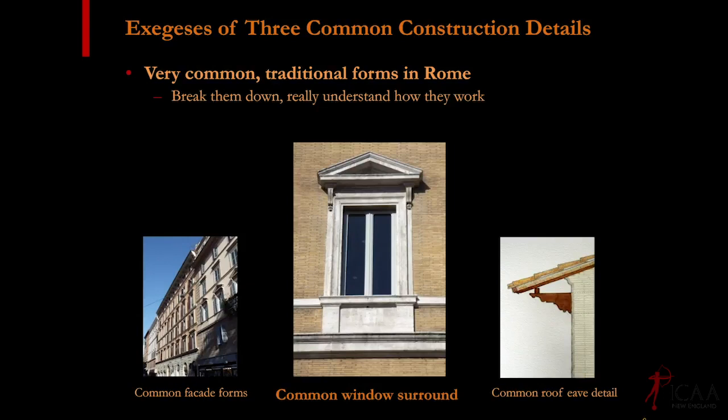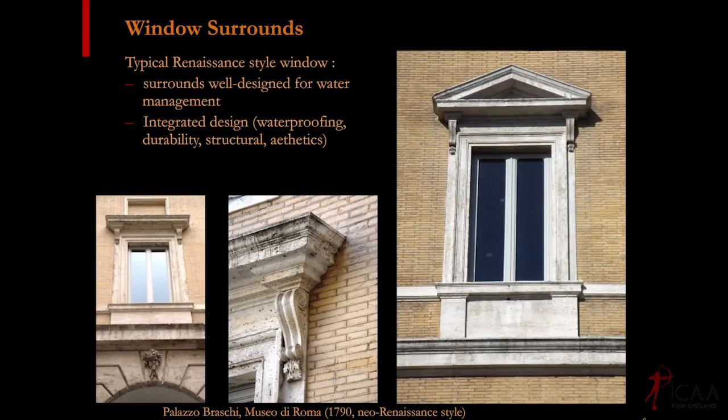At the scale of a single element, I'm going to pick this Renaissance or Neo-Renaissance window. So you've all seen a lot of windows like this. You can even see some in the Back Bay and right over at the Boston Public Library. Very common form and common throughout Rome. So, there are a lot of really great things about this, and in my mind, this is a really integrated design in terms of managing water, structural, architectural expression, etc.